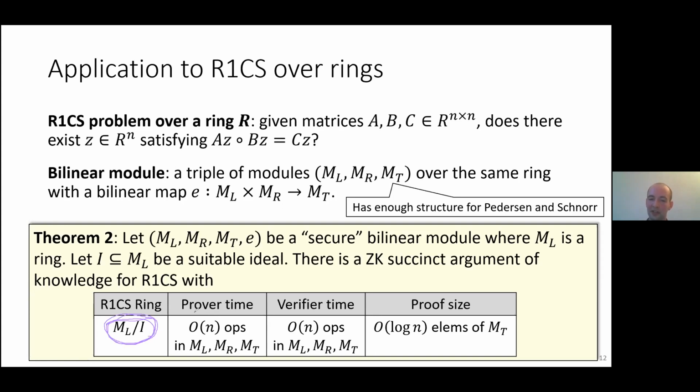And the prover time here and the verifier time are going to be linear in terms of operations in all of these modules. So, comparing to the discrete log setting, you can think of protocols which might use a linear number of group operations. And then the proof size is going to be a logarithmic number of commitments. And that's logarithmic relative to the size of the R1CS instances.